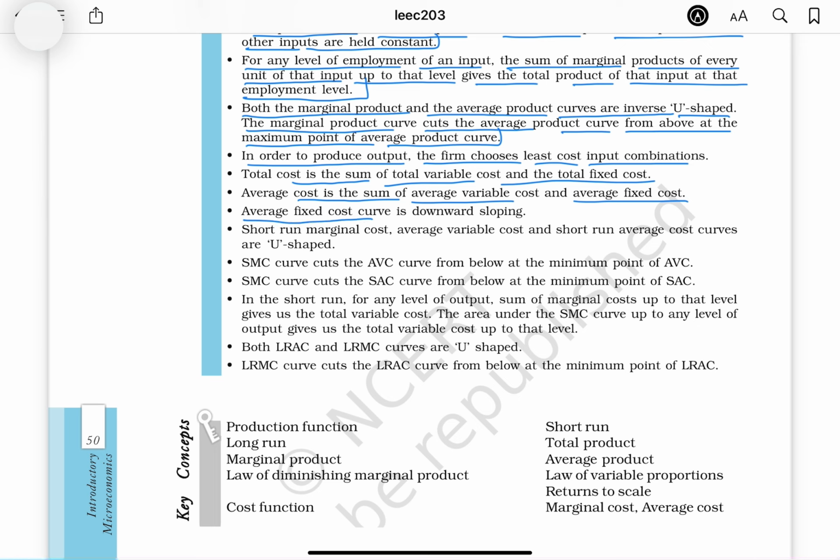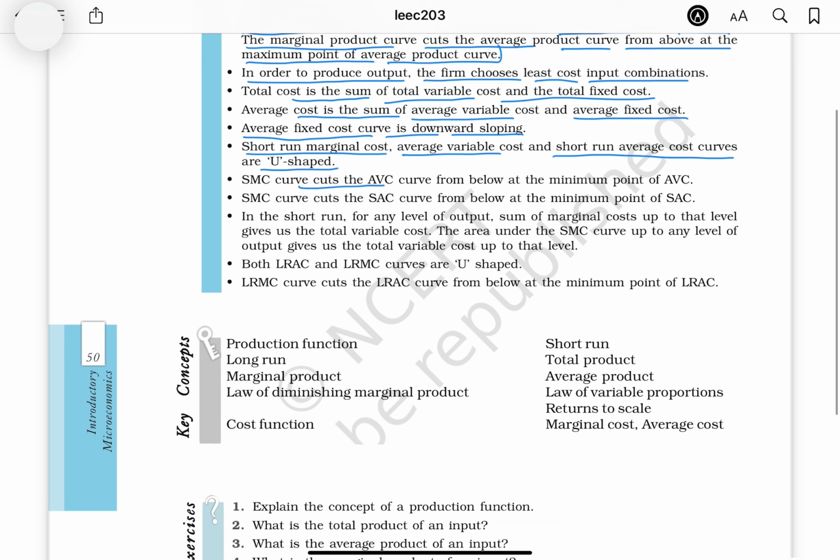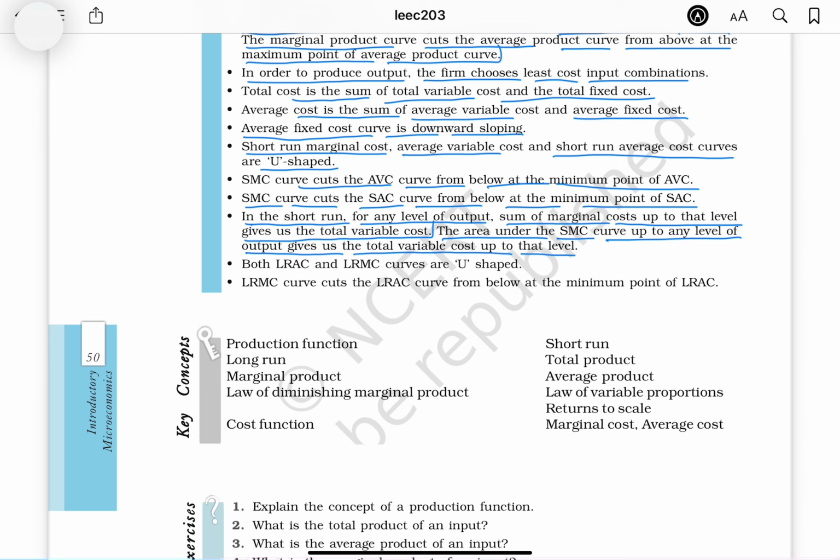Average fixed cost curve is downward sloping. Short run marginal cost, average variable cost, and short run average cost curves are U shaped. SMC curve cuts the AVC curve from below at the minimum point of AVC. SMC curve cuts the SAC curve from below at the minimum point of SAC. In the short run, for any level of output, the sum of marginal costs up to that level gives us the total variable cost. The area under the SMC curve up to any level of output gives us the total variable cost up to that level.